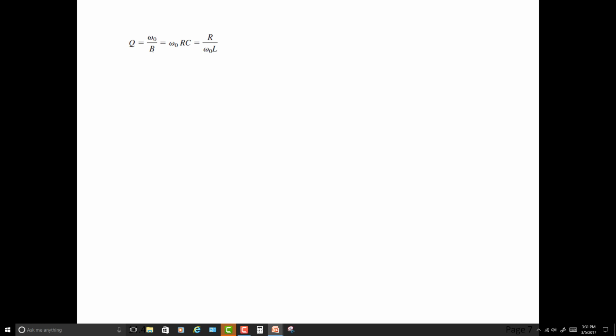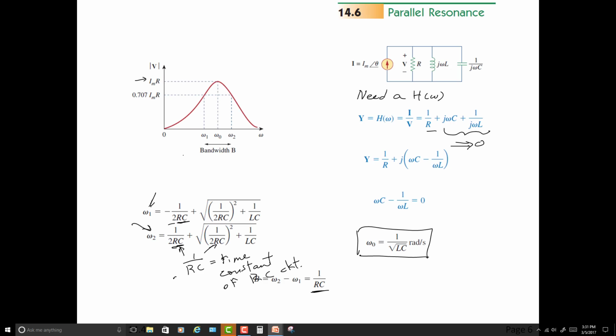And beta, I keep saying beta, it's the bandwidth, right? The bandwidth is going to be the center frequency. Where are we here? The bandwidth is going to be twice this little delta here, right? And this is the delta that I'm talking about.